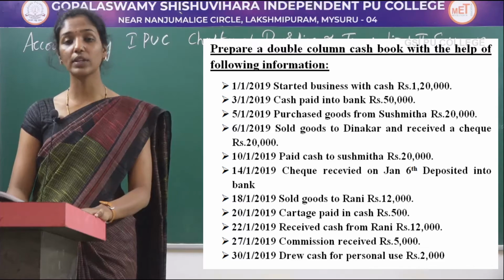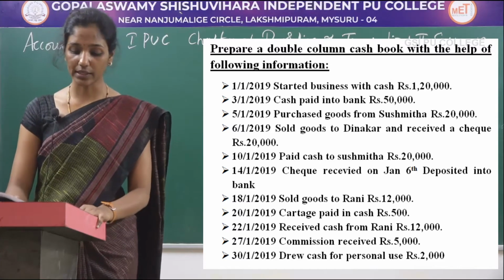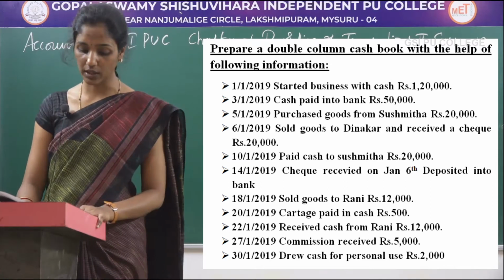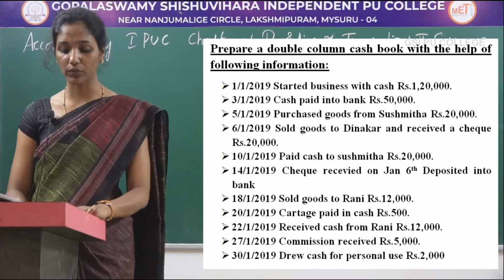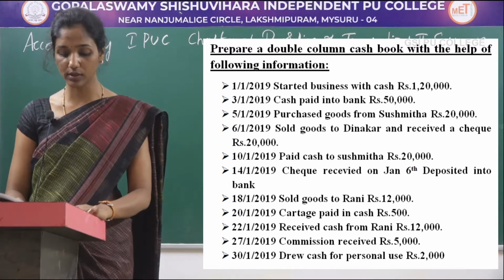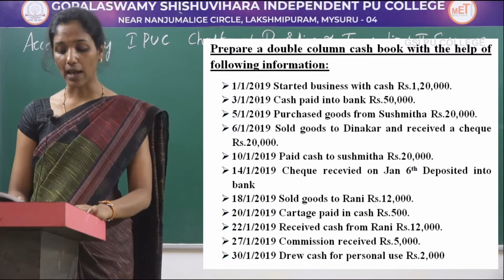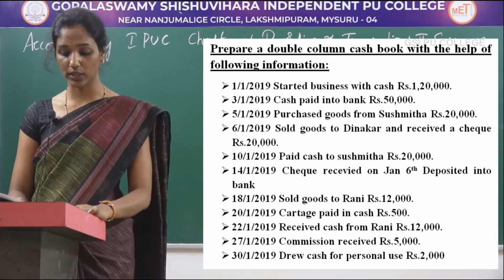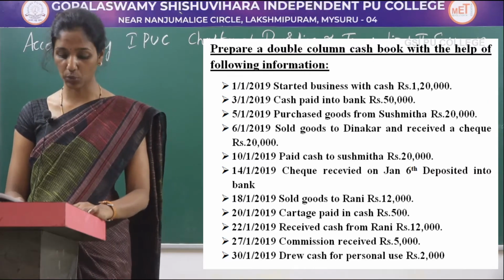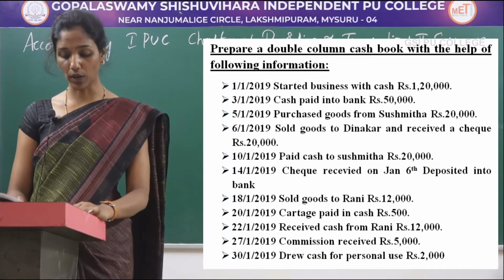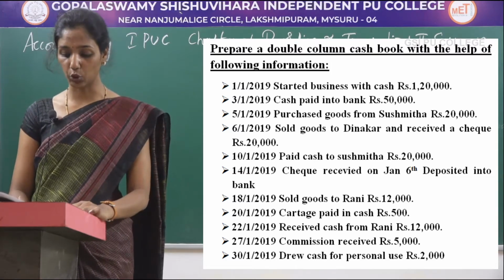1/1/2019 started business with cash rupees 1,20,000. 3/1/2019 cash paid into bank rupees 50,000. 5/1/2019 purchased goods from Sushmita rupees 20,000. 6/1/2019 sold goods to Dinkar and received a check rupees 20,000. 10/1/2019 paid cash to Sushmita rupees 20,000. 14/1/2019 check received on 6th deposited into bank.